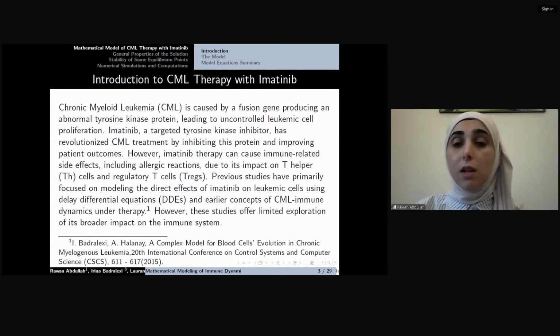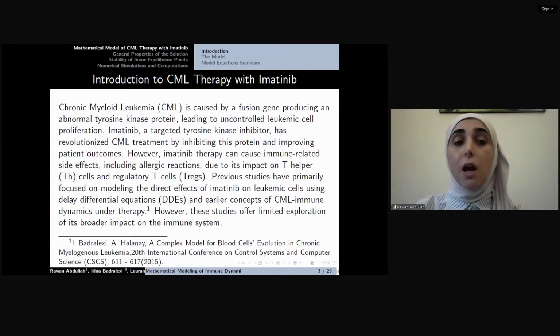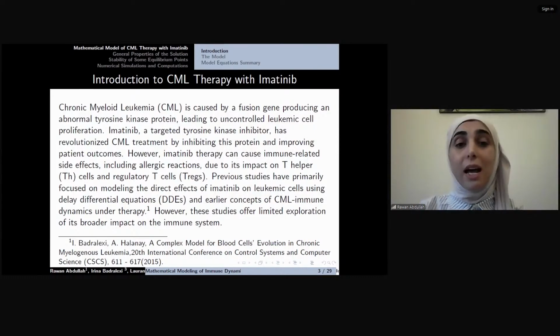Imatinib, a targeted tyrosine kinase inhibitor, has revolutionized CML treatment by inhibiting this protein and improving patient outcomes. However, imatinib therapy can cause immune-related side effects, including allergic reactions, due to its impact on T helper cells, Th1 and Th2, and regulatory T cells.